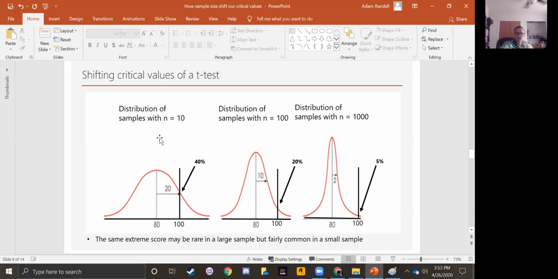Here in this distribution of the sample means of 100 samples of 10, a sample mean of 100 happens 40% of the time. But in this distribution of the sample means of 100 samples of 1,000, a sample mean of 100 only happens 5% of the time. So a sample mean of 100 is statistically rare, statistically uncommon with the sample size of 1,000, but it's not statistically rare or statistically uncommon with a sample size of 10.